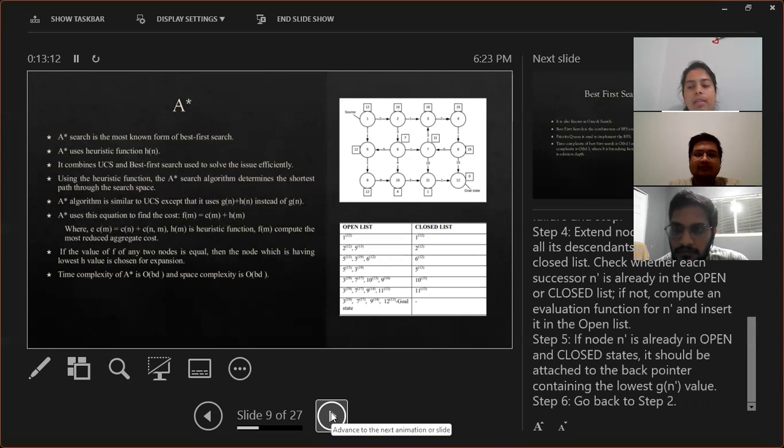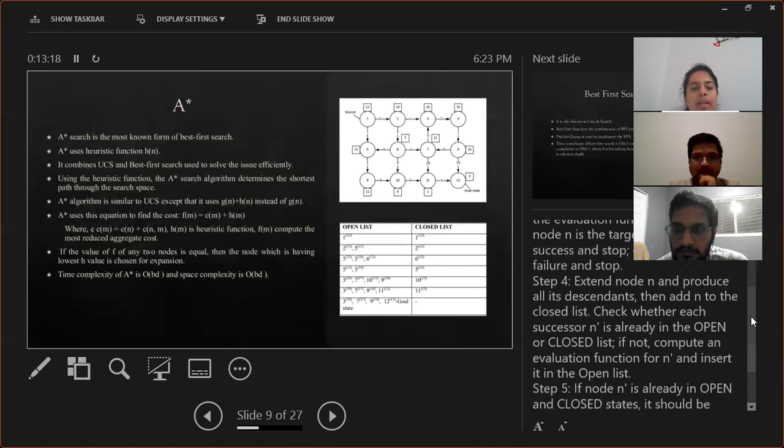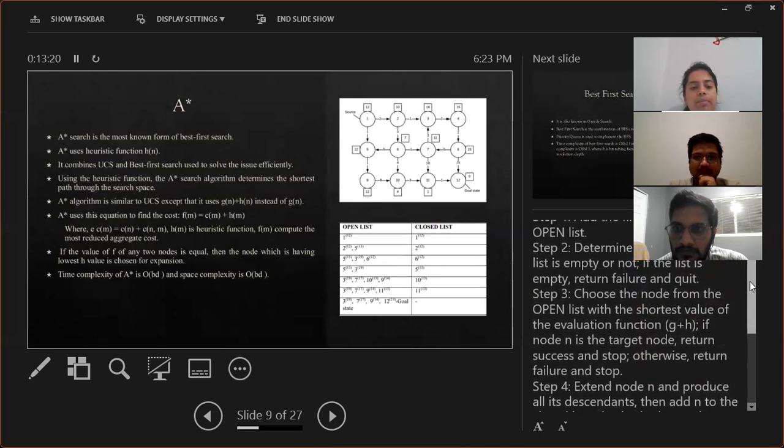And later, again we need to repeat the steps, and go back to step 2 and repeat the same steps till step 6. So this is all about the A star search algorithm, which is an informed search algorithm.